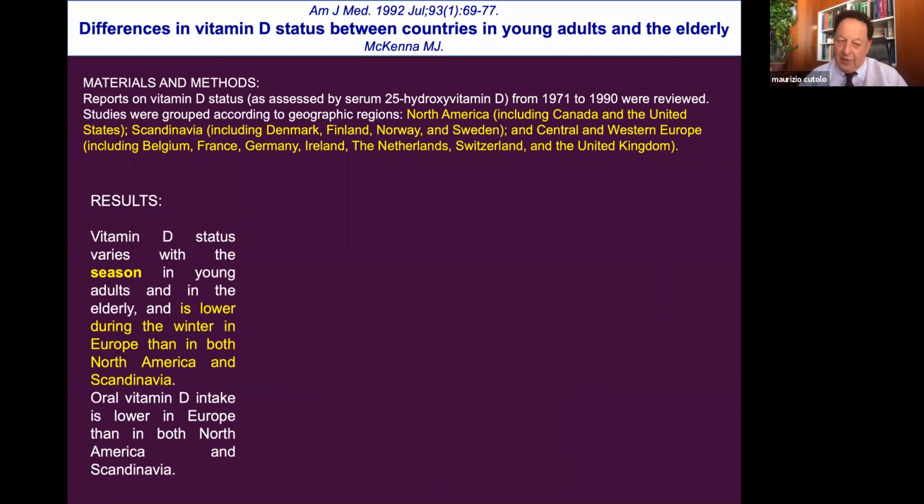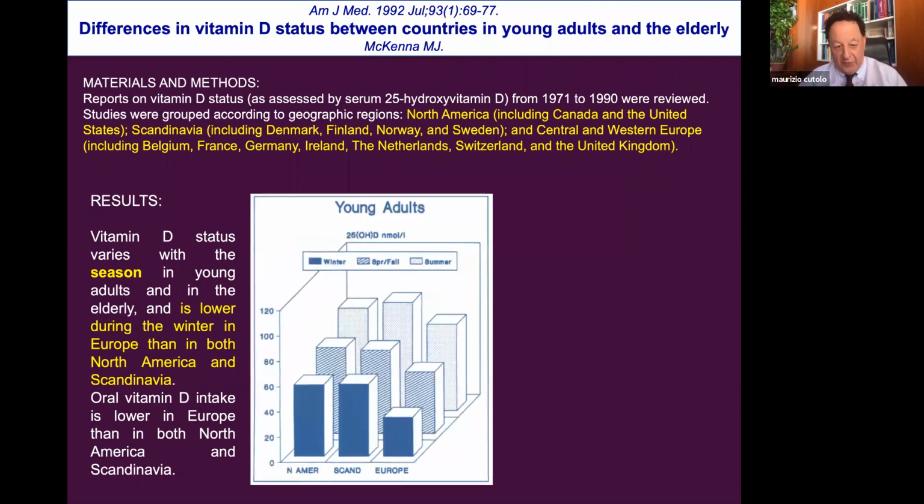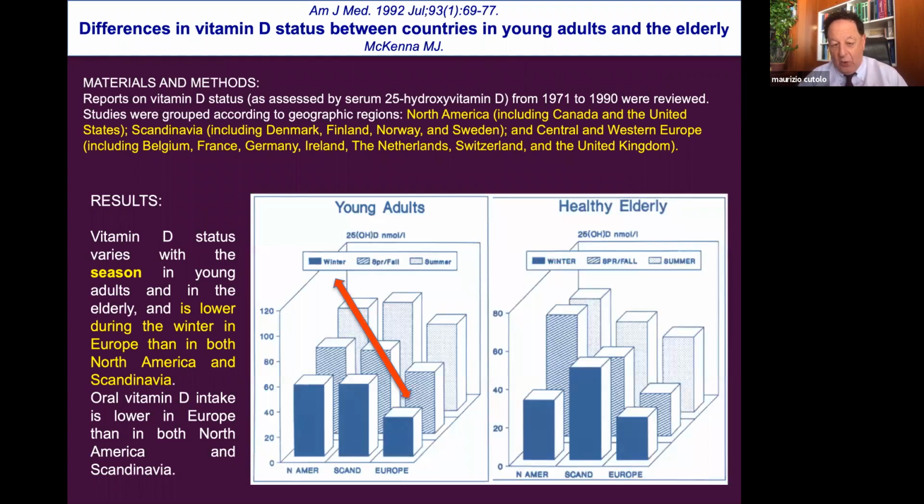There are differences between countries and between ages, and this is important because even the season, that means in winter less sun and in summer more sun, induces strong differences. You see in winter, in Europe for example, and in summer, in young adults and elderly, in both situations of life, the concentration of vitamin D is much lower in winter than in summer. And if you also compare the Americans to the Europeans, you see the difference.